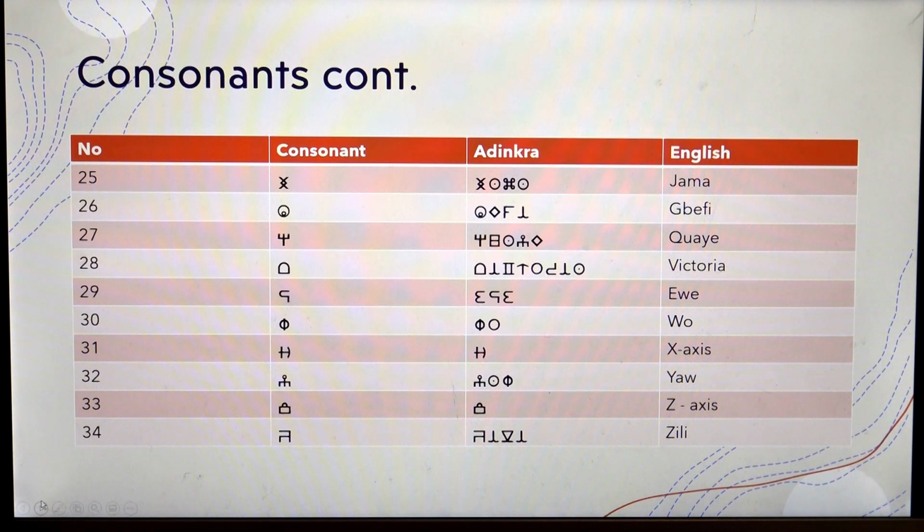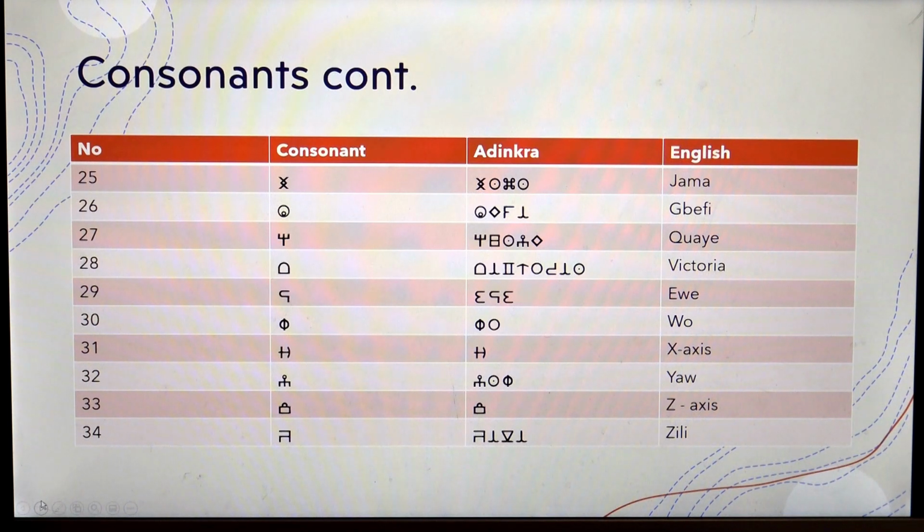Gbefi is a town in the Volta region, so GB, Gbefi. And then the kill, usually you're gonna find kill in names. So Kwe is a popular name in Ghana, and so Kwe, QAUAE.